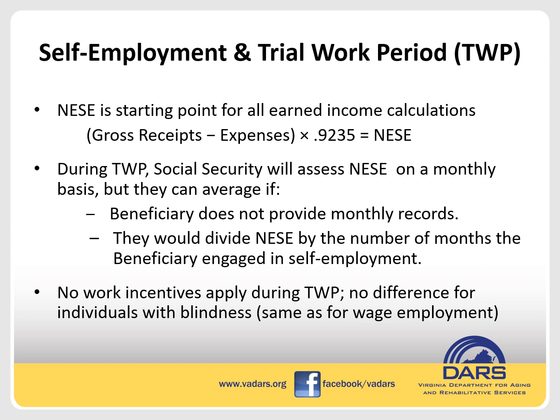You may remember last month when I talked about how it's determined in an SSI case, I said that it was gross income minus expenses multiplied by 0.9235. The same formula applies in an SSDI case too. Okay, so that's how they look at it.